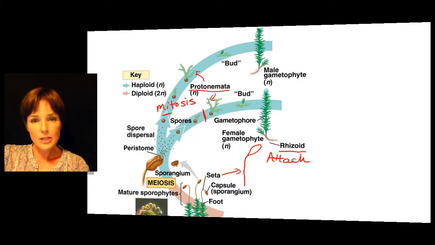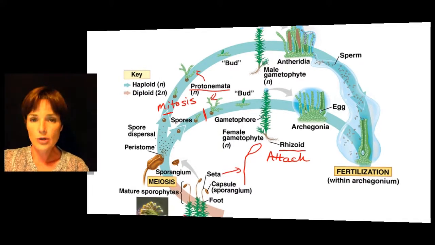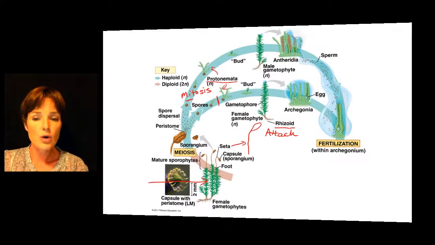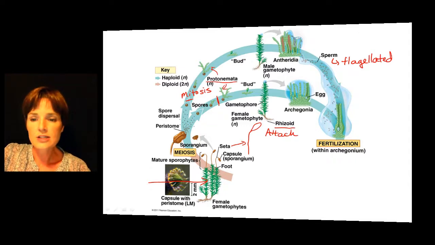So we get our little plants, which are called gametophytes now. We have a female one and we're going to have a male one. And then within those, we will get the actual male gametangia, which is the antheridium. And then we're going to have the female one, which is going to be called the archegonium. The antheridia will produce sperm. These are going to be flagellated sperm. So that means that they're going to have little tails on them.